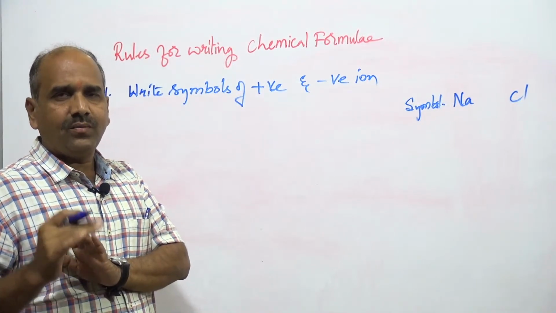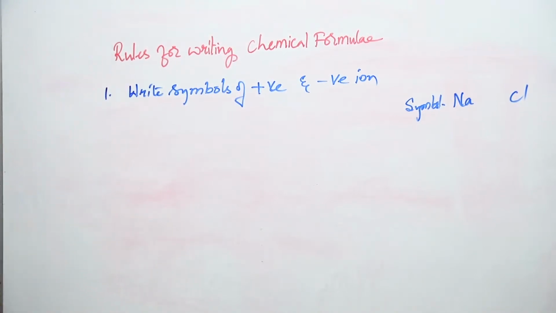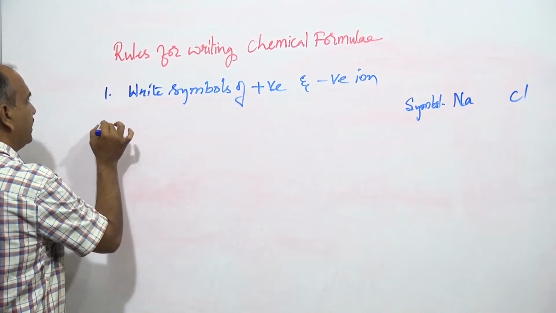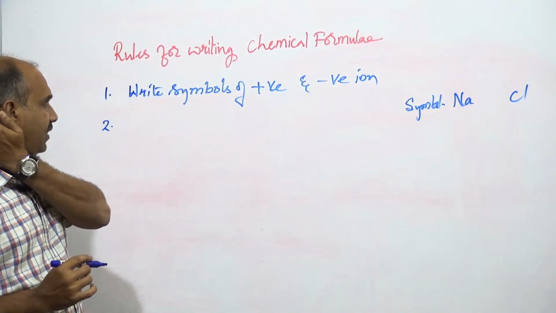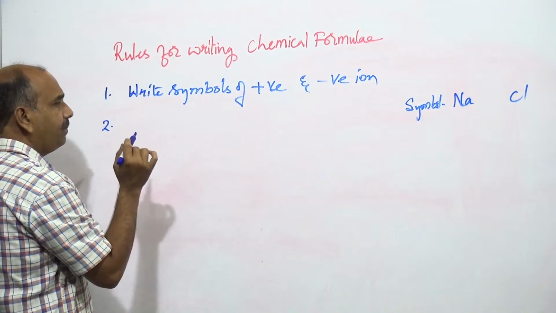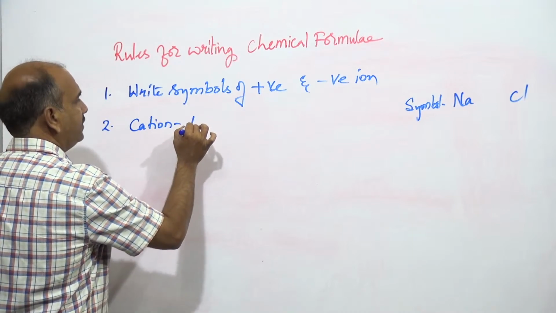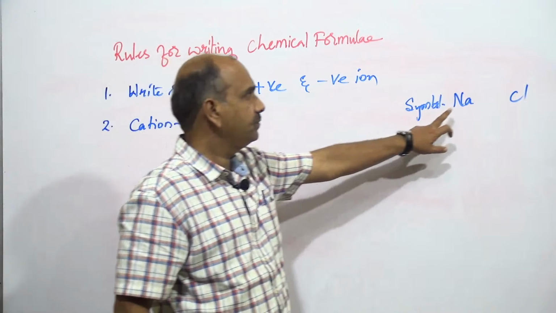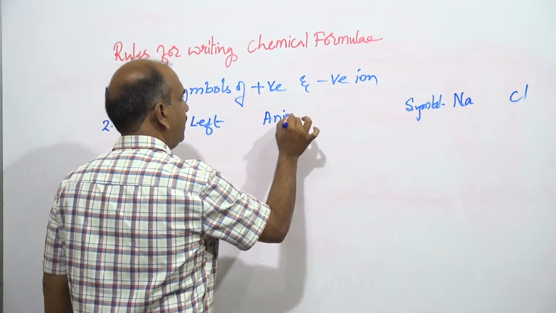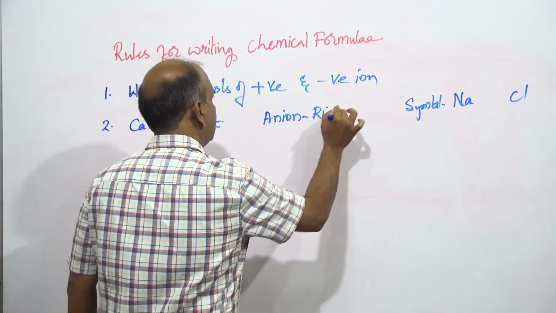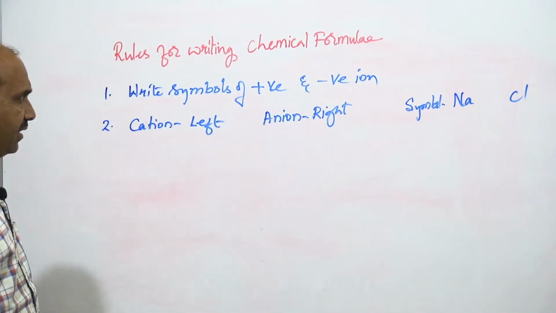After writing the symbol, what is the next step? You have to write their valencies. But first you should know the symbols, of the positive and negative ions. Cation is written to the left, and anion is written to the right. Cation is written to the left side, anion is written to the right side.